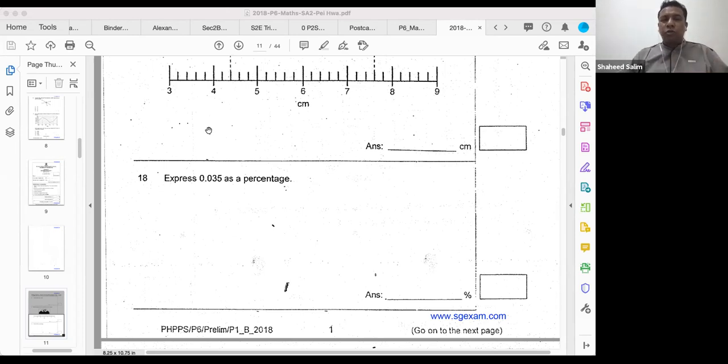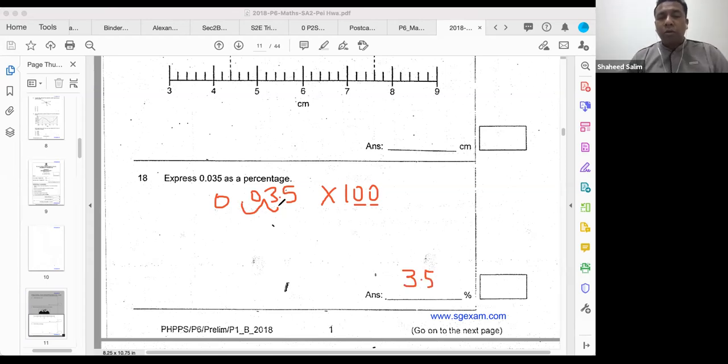You times by 1,000 also. I show you how you times by 1,000. You times by 100 lah. Decimal or fraction you want to change to percentage, times by 100. When you times by 100, what does it mean? You shift how many places? 1 and 2. Shift 1, shift 2, 3.5.